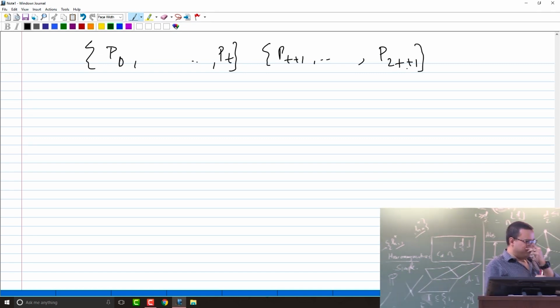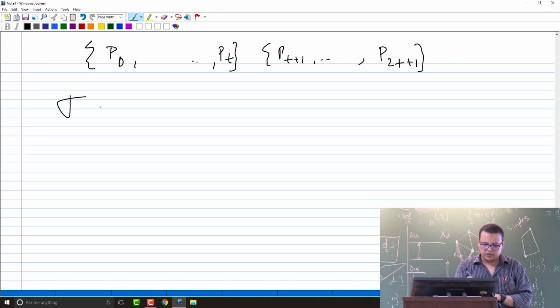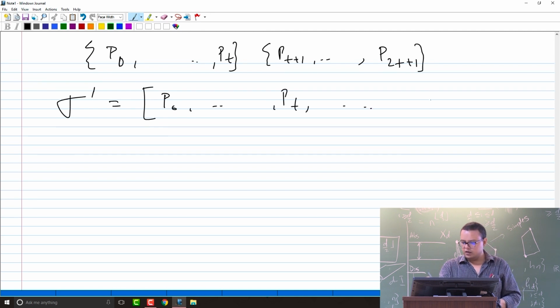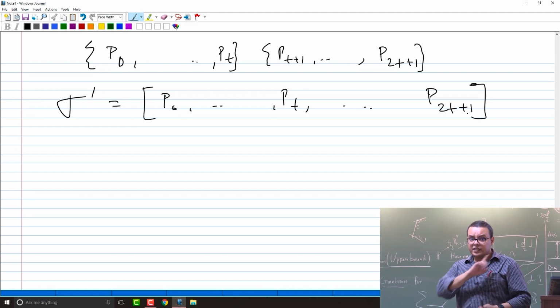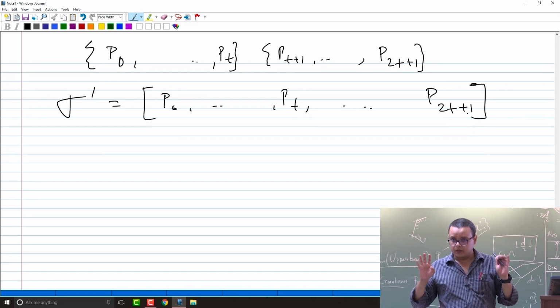So, now let us build another simplex in RD. This simplex is not in K, okay, whose vertices are P naught to Pt and till P of 2t plus 1. Is this a valid simplex? This simplex is not in K, by the way. This simplex is just a geometric simplex in RD, where D is equal to 2t plus 1. Is this a valid simplex or not?